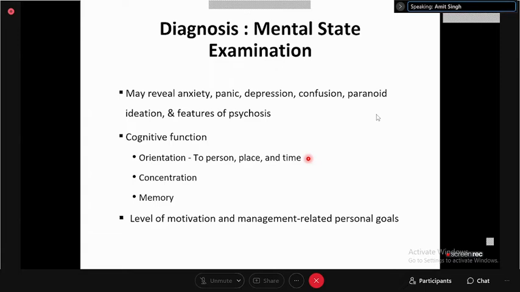Impairment in cognition may be there, which can be elicited through mental status examination, including impairments in orientation, concentration, and memory. The level of motivation in regular users of cannabis needs to be assessed, and the person should also be inquired about their management-related personal goals, what the person wants to achieve from this abstinence attempt.